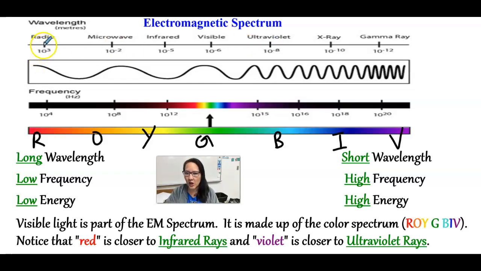So we would like for you to know that on this end of the spectrum, particularly in the visible spectrum, red has long wavelengths, which means they have a low frequency and low energy. And as I move to the other side of the color spectrum, violet and then ultraviolet, X-ray, and gamma radiation, towards the right side of the spectrum, we have shorter wavelengths, high energy, high frequency. So visible light is part of the electromagnetic spectrum. It's made up of the colors of the spectrum ROY G. BIV. Notice that red is closer to infrared rays and violet is closer to ultraviolet rays.